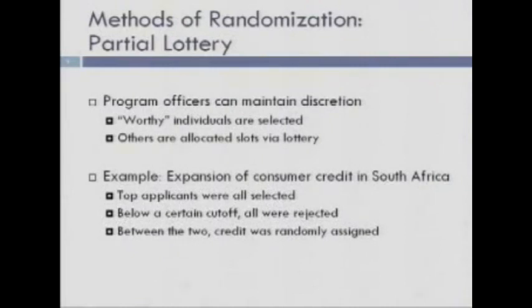Okay, another approach is what I'll call a partial lottery. There, the program officer might have very strong views that some people are very well suited for a program, other people are not suited. So in that case, you may not want to randomize the people who most, if you're thinking about the donors, for example, they may not want to, if you're randomizing, do we contact the donor to try to persuade them to give money to our university?